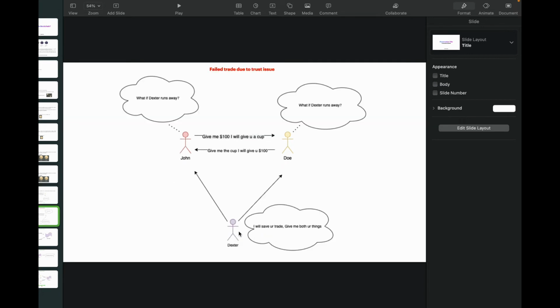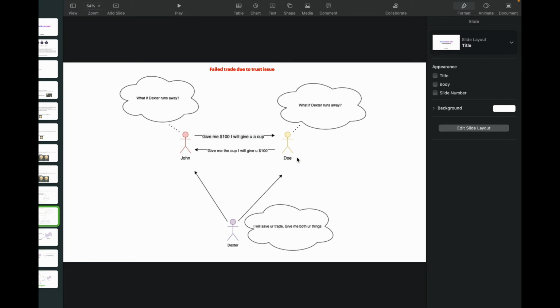So a third person comes in, for example Dexter, and he tells John and Doe, I will save your trade. Give me both of your things. John and Doe think, okay, we can trust him, but what if he runs away with both of our things? Then we will both be at a loss, and Dexter will be the only one profiting, like banks do, right? That is a failed trade due to trust issues.